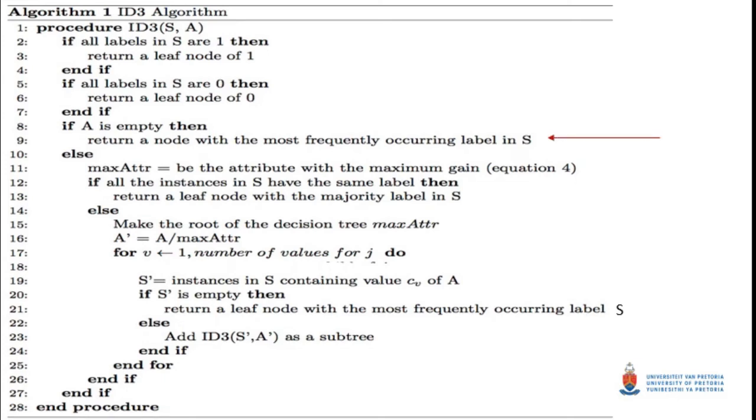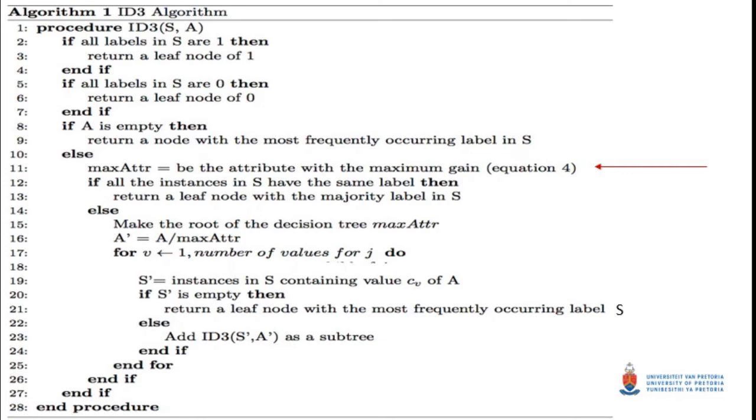The next check it does is to check whether there are attributes. If there are no attributes, then it will be a decision tree of just one node again, and that node will be the most frequently occurring label in S. Usually it's very rare that you're going to have the first two; those are in case of errors, so those are just error checks.